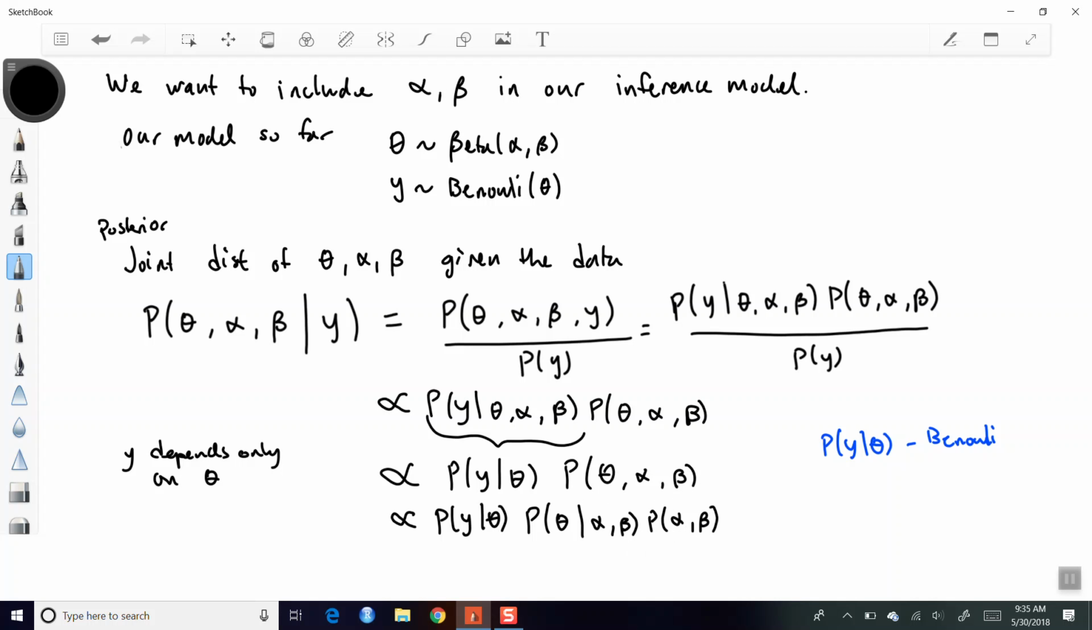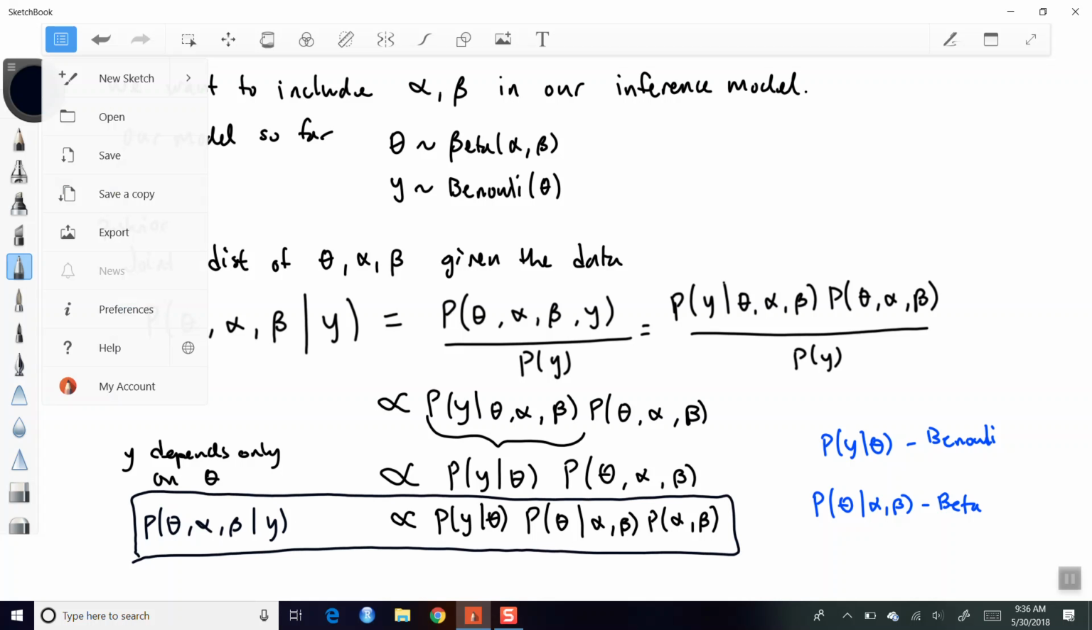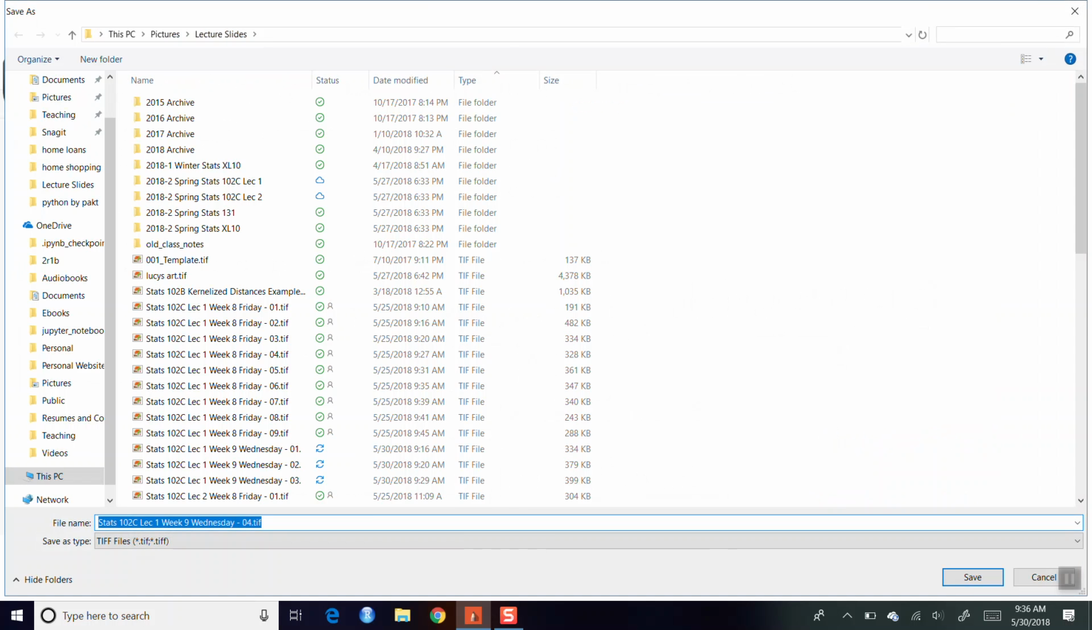And what is the distribution of theta given alpha and beta? Well, this is a beta distribution. And so our total posterior distribution of everything, theta, alpha, and beta, given our data y, is going to be proportional to this. Is what I've done so far okay?